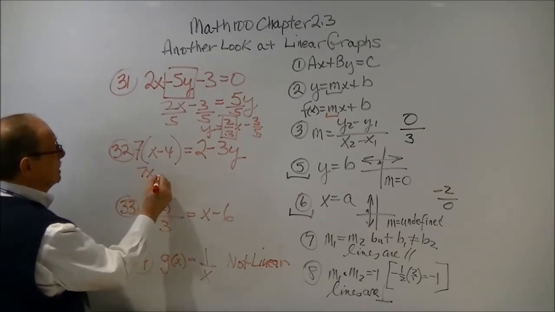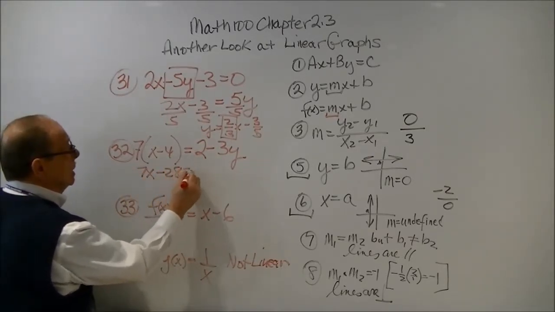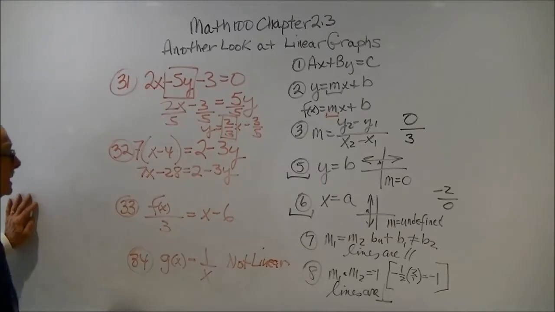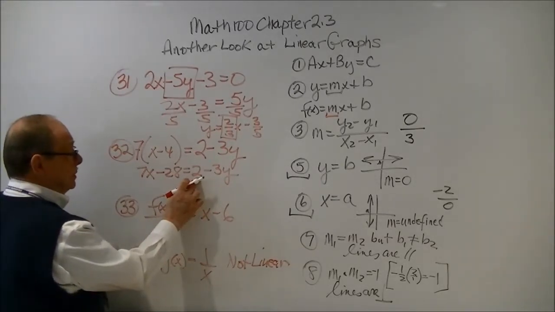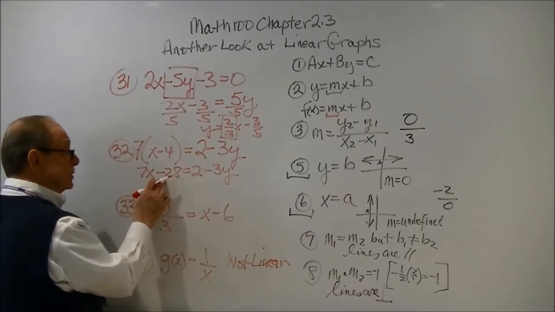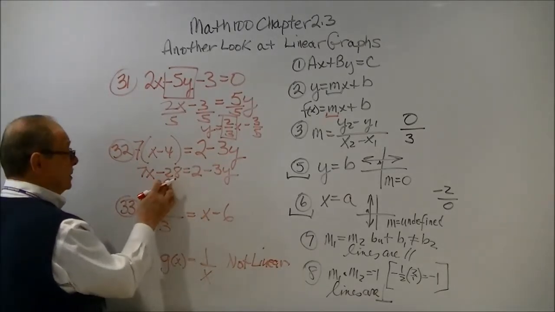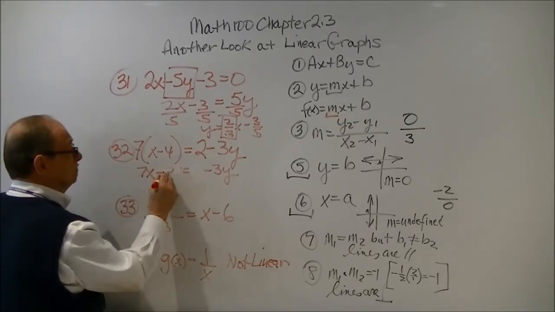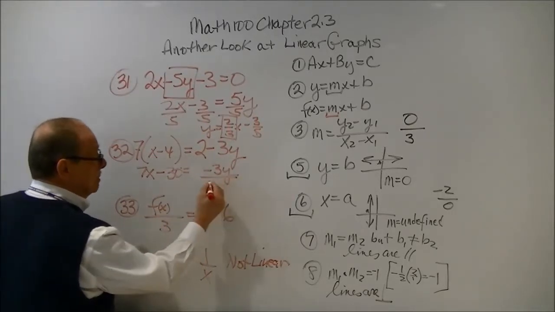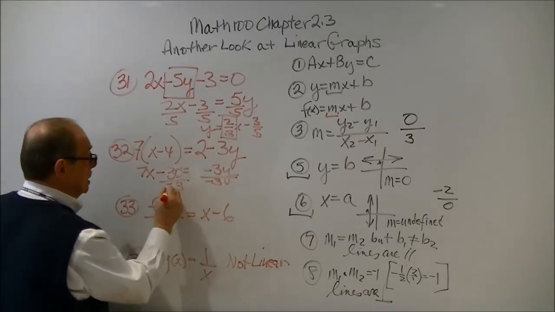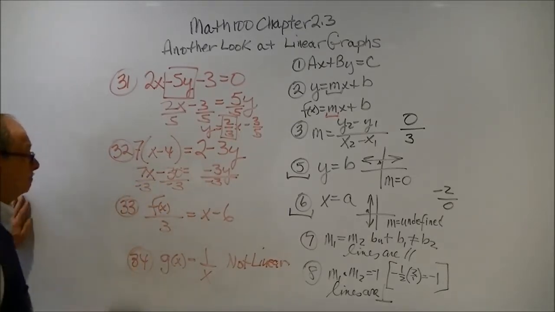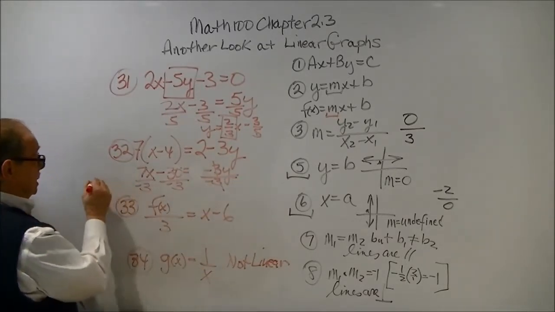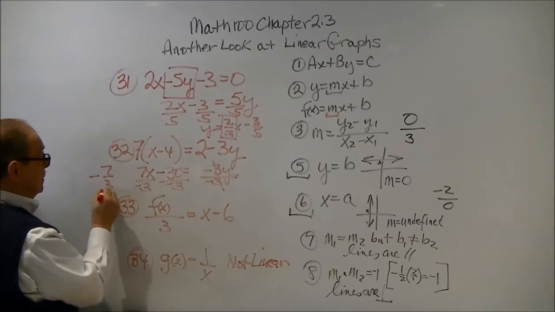Here we had to get rid of parentheses. So this is 7x minus 28 equals 2 minus 3y. So we're going to bring the 2 over to this side. That goes over as a -2. Add it, I get a -30. Now I'm going to divide everything by a -3. And notice this ends up being a positive y. So my slope here is going to be -7/3.